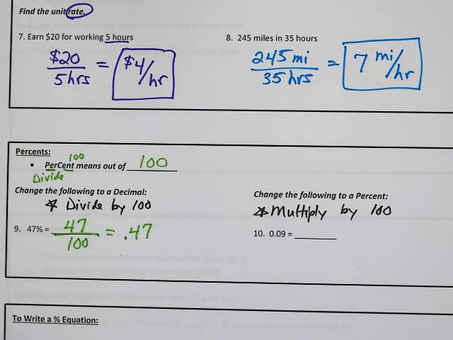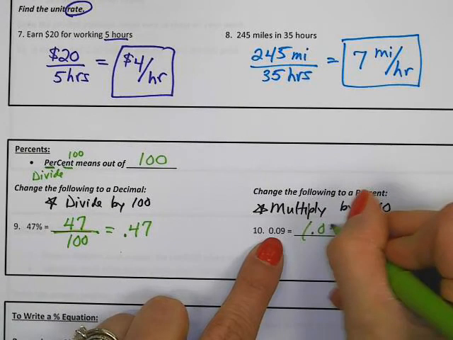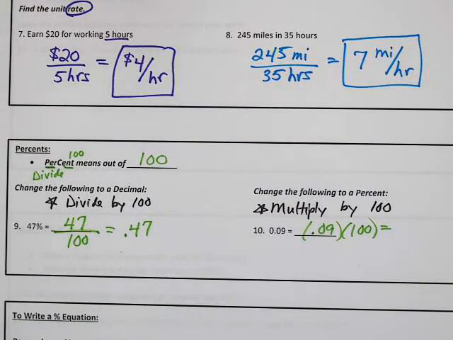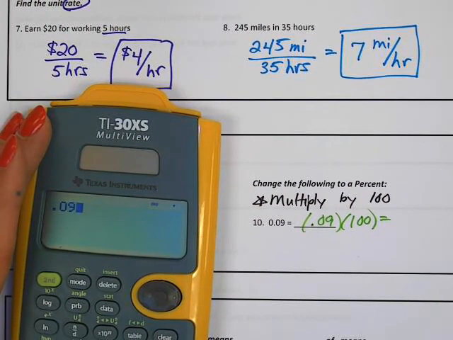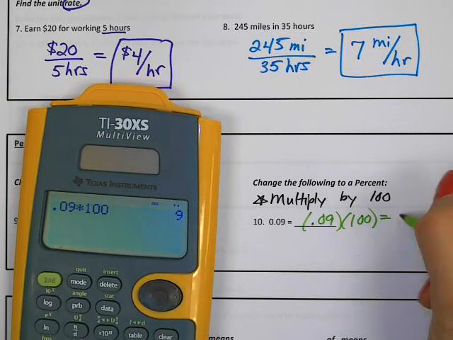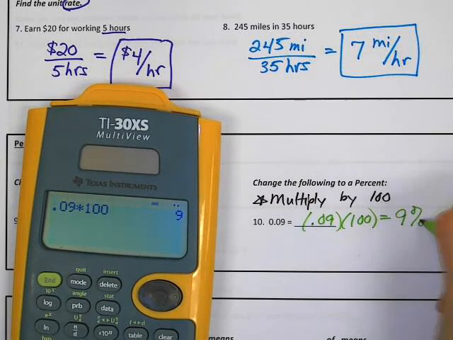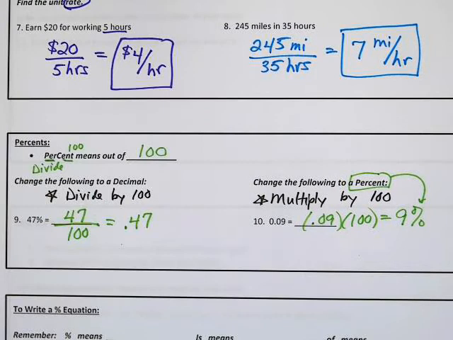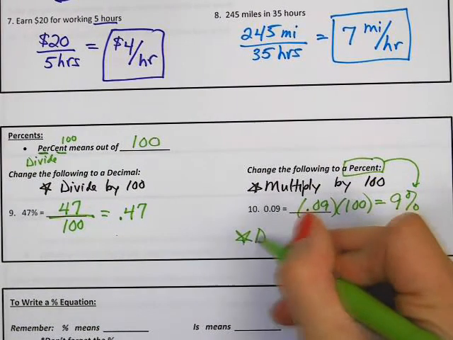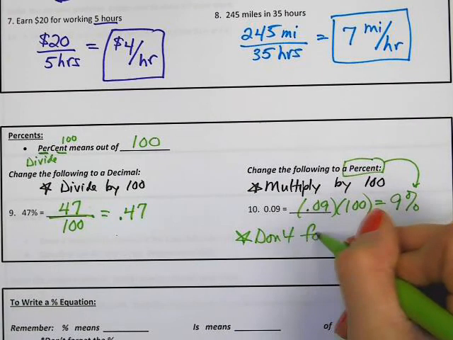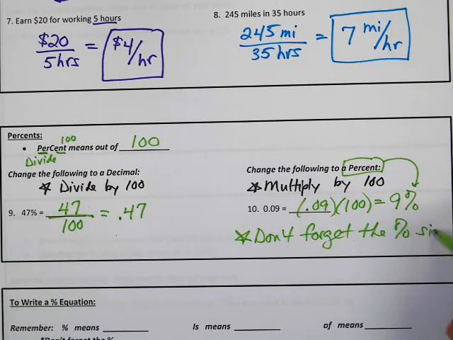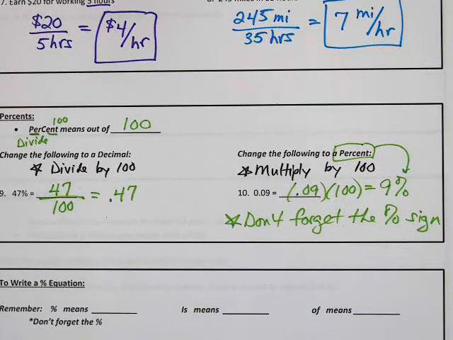Okay, so let's take a look at this. We're going to take 0.09. We're going to multiply by 100. 0.09 times 100 is 9%. Okay, when it says make a percent, don't forget to write that percent sign. Let's write that down. Don't forget the percent sign. There you go. Okay, and what do we have next?